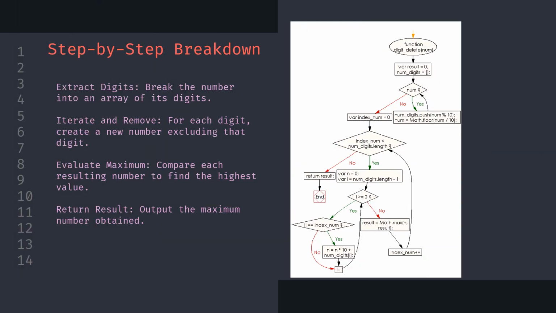Let's break down the solution. First, we extract the digits and store them in an array. Then, for each digit, we generate a new number by excluding it. Using Math.max, we keep track of the highest number encountered. Finally, we return the maximum value after evaluating all cases.